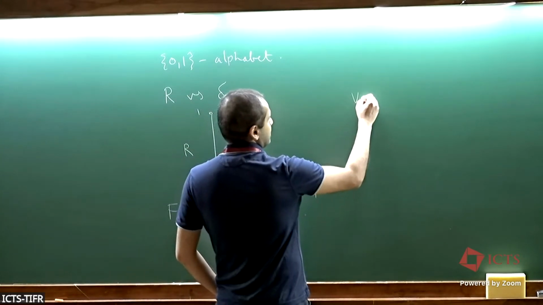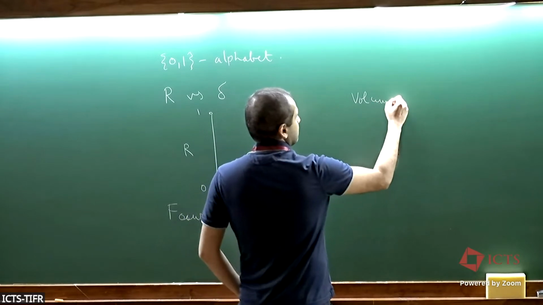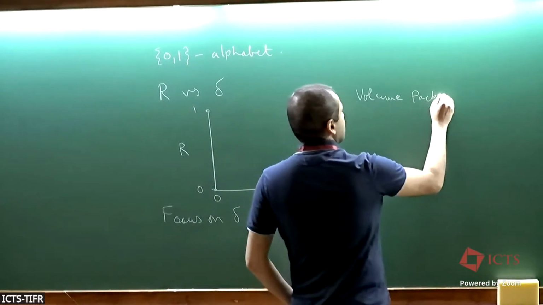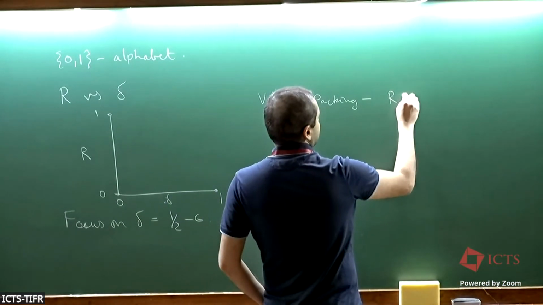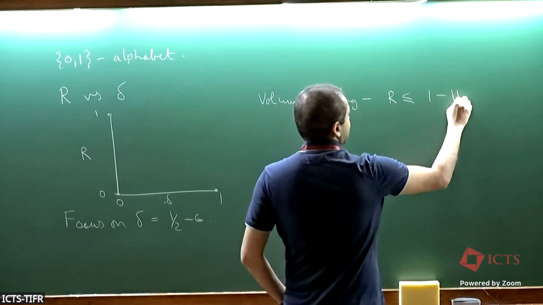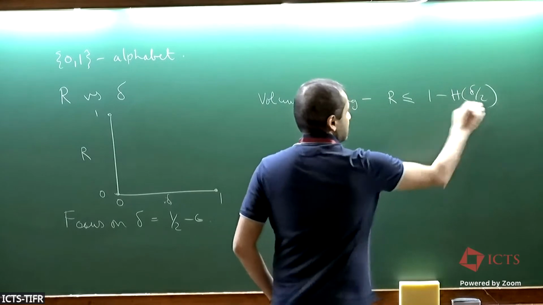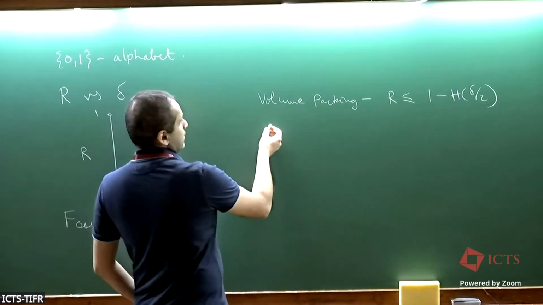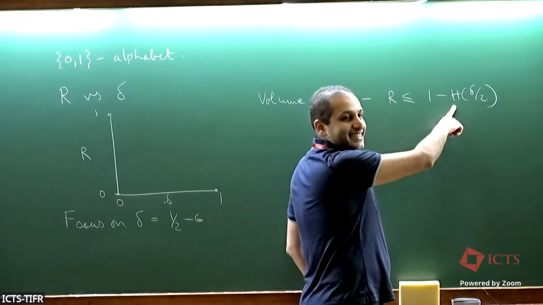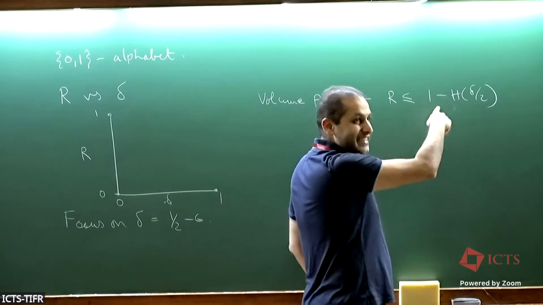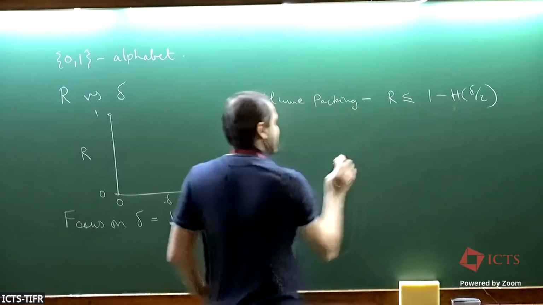And we already saw the volume packing bound, which says that rate is always at most 1 minus entropy of delta over 2. That's the behavior at the end. Where h is this binary entropy function. I didn't define what it was. I said it wasn't important. It still isn't important, but yeah, that's what it is.